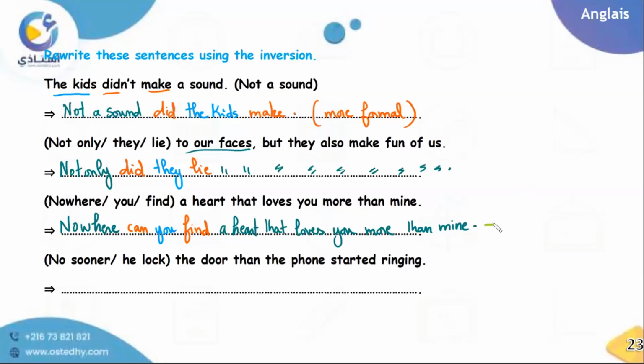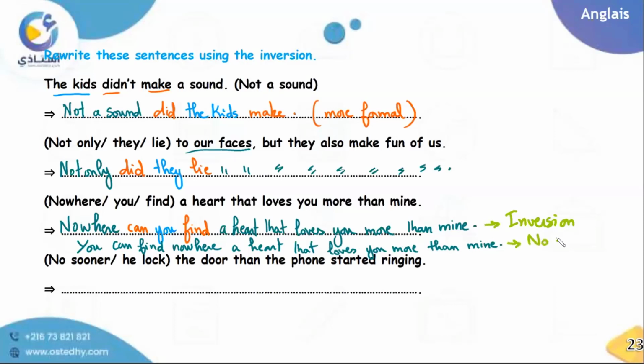فهذه inversion. احنا تو نعملوا no inversion. باهي نحاولوا نعملوها. نجم نقولوا you، bien sûr نبدأ بالسبجكت. Can find هو الفعل كامل معه verb modal ومعه الverb العادي. You can find nowhere ونكملوا a heart that loves you more than mine. هذه ما فيهاش inversion عادية.